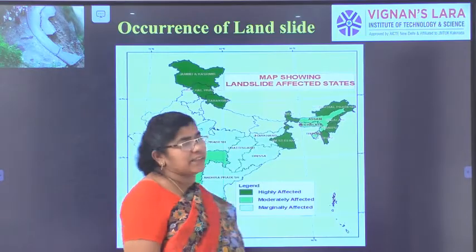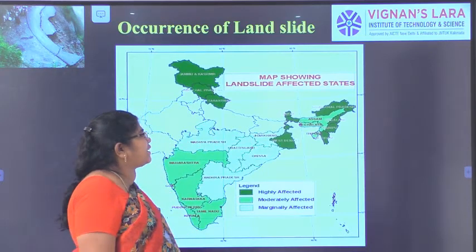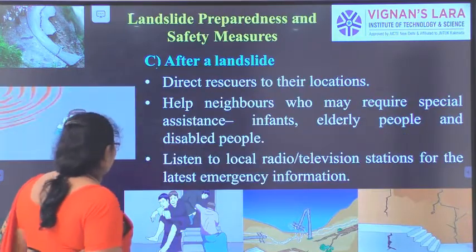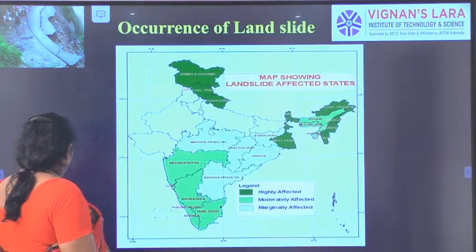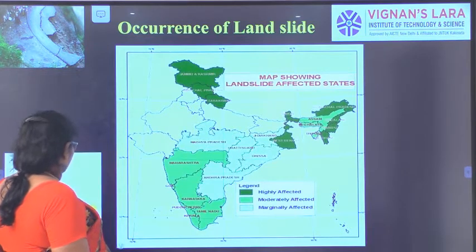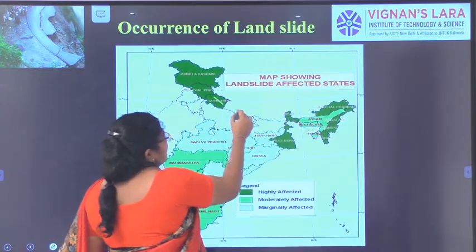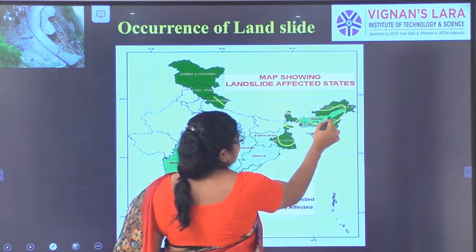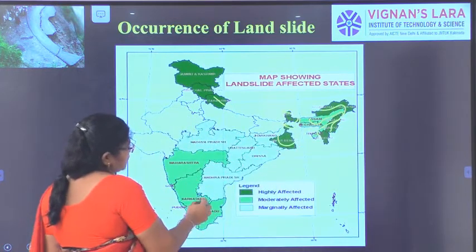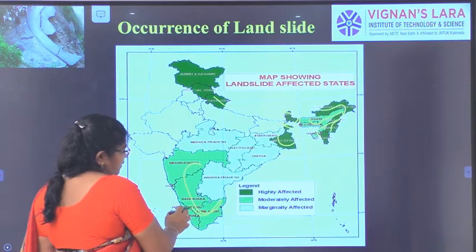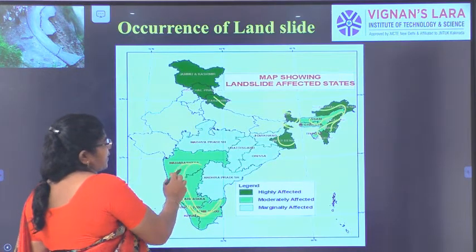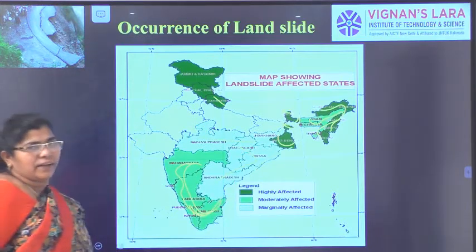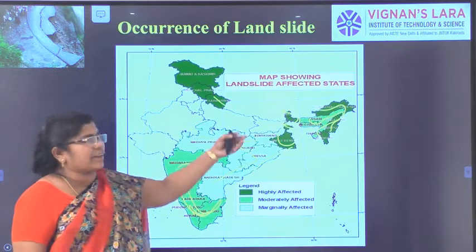We will see some occurrences of landslides. You have already seen this map of landslide affected states along the Himalayas. In the Himalaya region there are West Bengal, Sikkim, Darjeeling, Assam, Guwahati, Tripura, everywhere. The next affected places are Karnataka, Tamil Nadu, Kerala, Maharashtra, and the least affected are Andhra Pradesh, Orissa, this region. Because of the rain, everything is affected, and these are the least affected places.